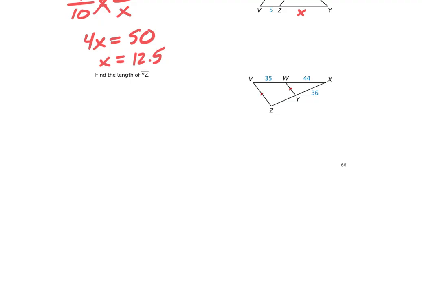Once again, YZ. I just insert an x. And there's a lot of different ways to set these up. There's more than one correct way to do it. If you wanted to go this direction, that's okay, as long as I stay going right to left. I always like to move left to right, because that's the way we do most things, like reading a book. So we're going to go 35 to 44 equals x to 36. And we're just setting up a proportion today.